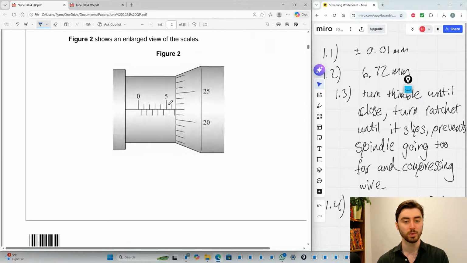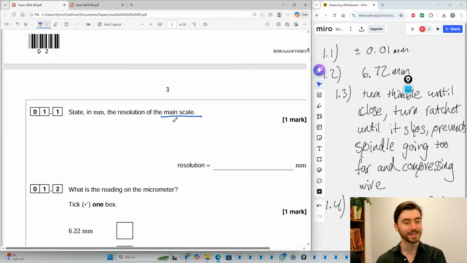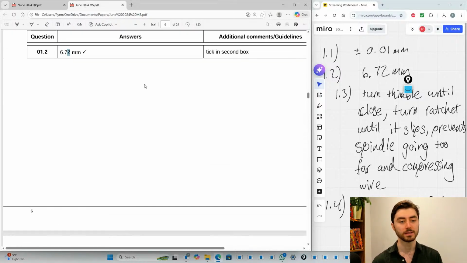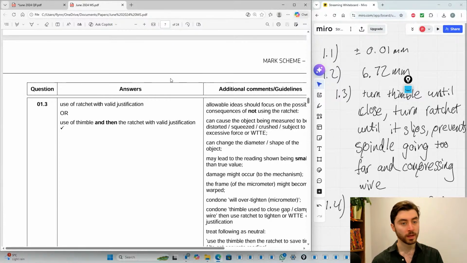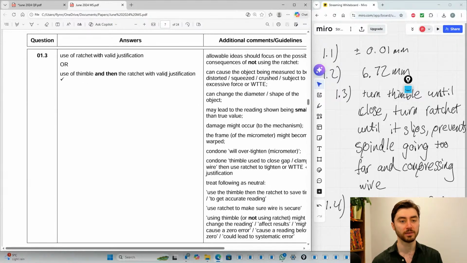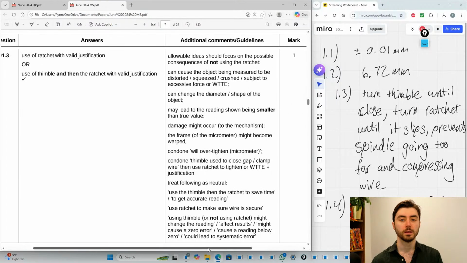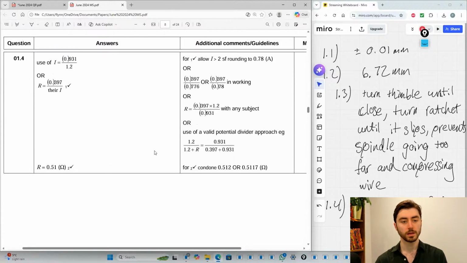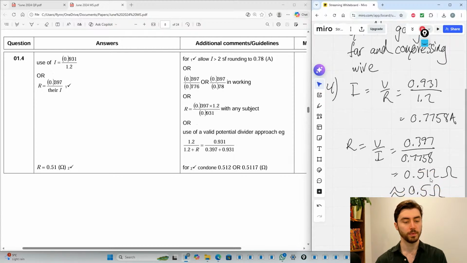So the main scale is, yeah, these are 0.5, and then you add the 0.01 from the micrometer. It's specified main scale. Sneaky. All right, 6.72. Use of ratchet or use of thimble and then ratchet with valid justification, which is my go-to. Yeah, consequences could cause it to be distorted. Compressing the wire, exactly. Cool. So running this through, you get 0.51, which rounds to 0.5 as required. Perfect.